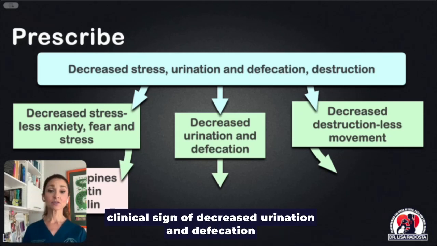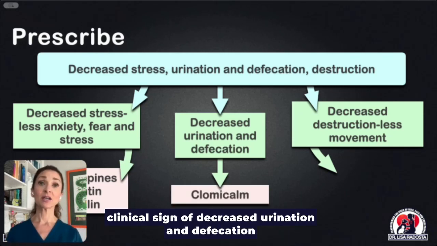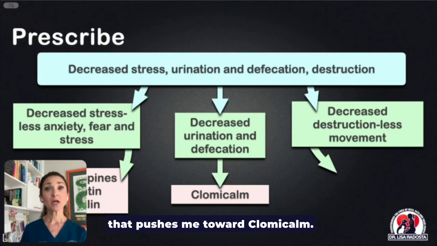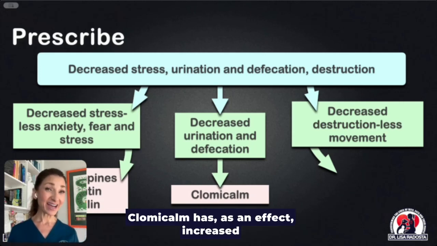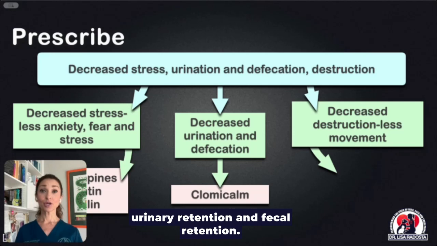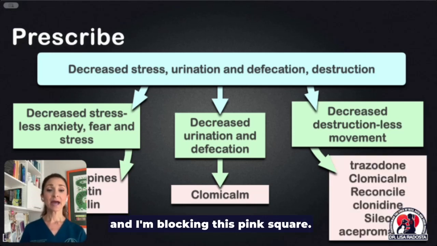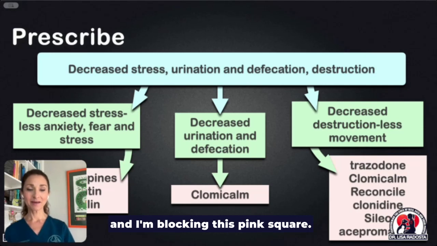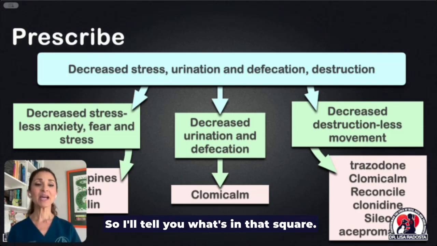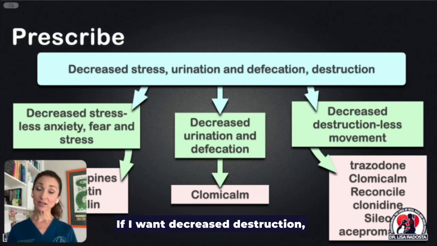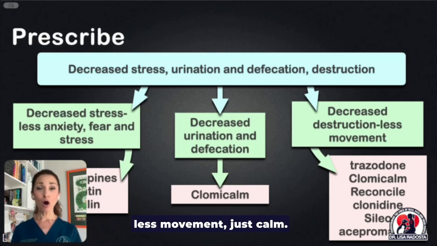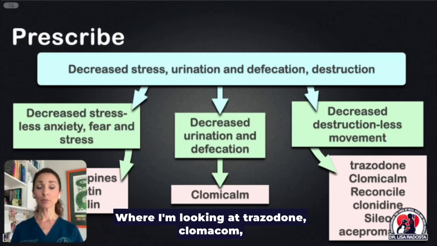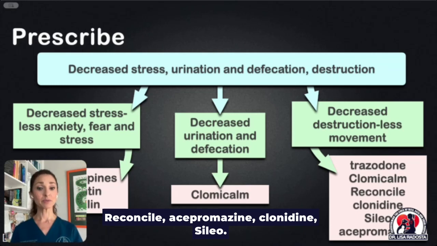What if I'm looking at the clinical sign of decreased urination and defecation? That pushes me toward Clomicalm. Clomicalm has as an effect increased urinary retention and fecal retention. It may work for this patient. I'm blocking this pink square, so I'll tell you what's in that square. If I want decreased destruction, less movement, just calm, I'm looking at trazodone, Clomicalm, Reconcile, acepromazine, clonidine, Cilio, lots of choices.